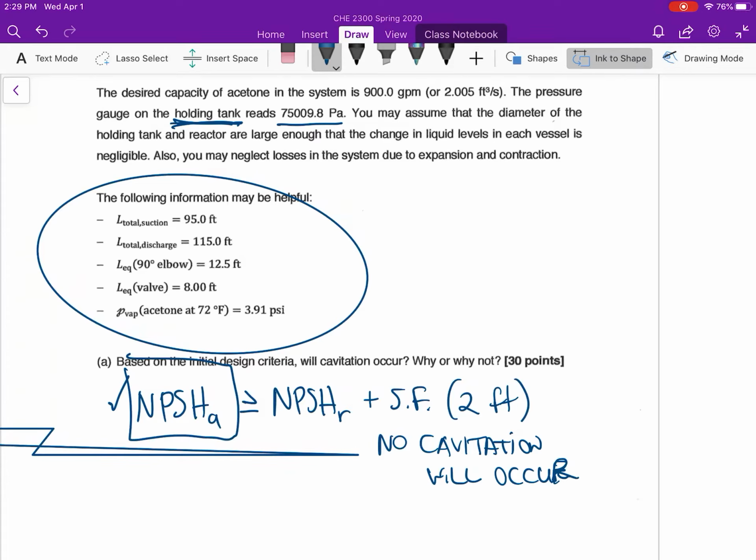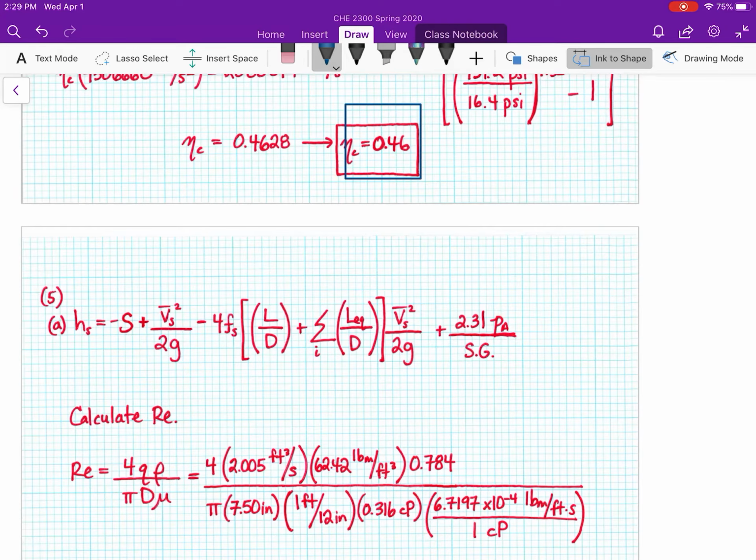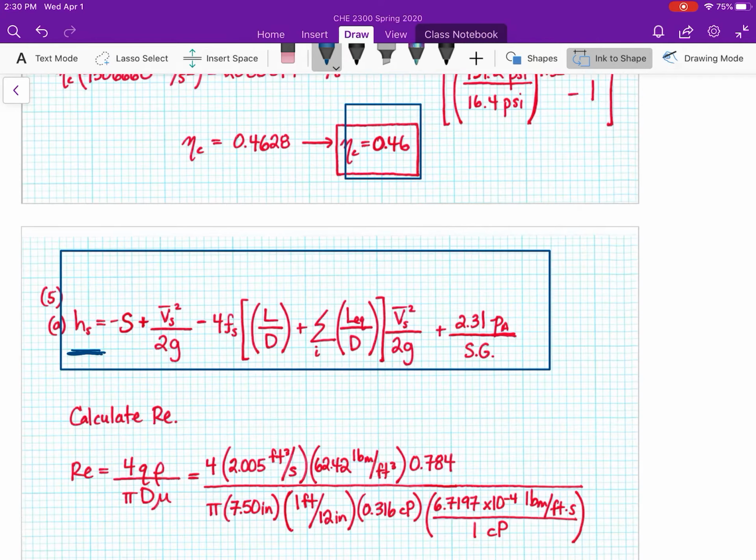We need to find the net positive suction head available. We need to compare it to the net positive suction head required and see if that number is larger than the required value plus 2 feet safety factor. So what I need to take away from that is all I care about is what is going on the suction side of my pump. I don't need information about the total dynamic head. I don't need information about the discharge side of my pump. All I am concerned with is calculating the net positive suction head available, and the parameter I need to calculate that is the total dynamic suction head. So here's the equation for total dynamic suction head.